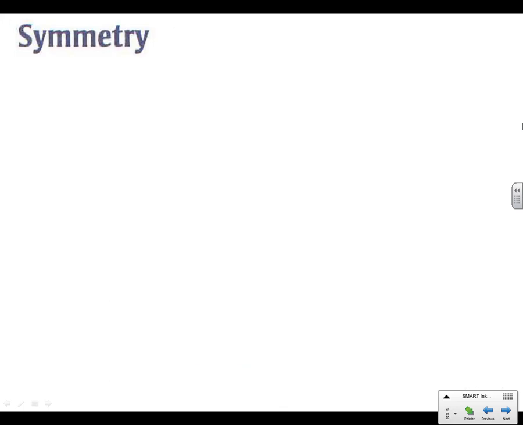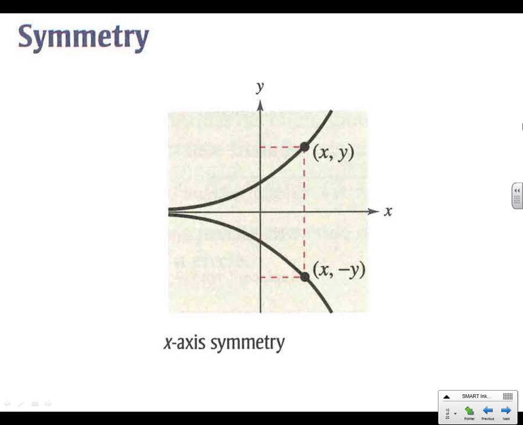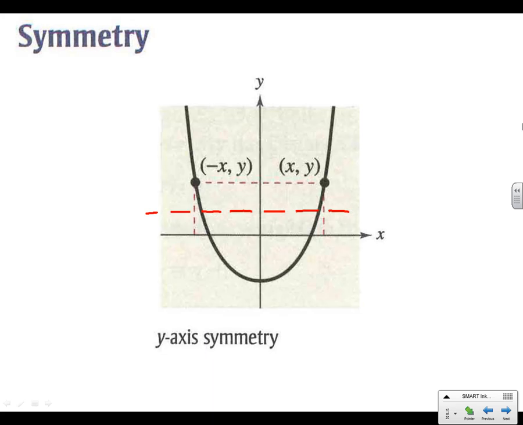All right, let's talk about symmetry. Symmetry is if you get the exact same thing left and right or up and down, like looking in a mirror. So this is an example of x-axis symmetry. If we drew a line right here, we would have a mirror image above and below that line. And the line that we've drawn is on the x-axis, so this becomes x-axis symmetry.